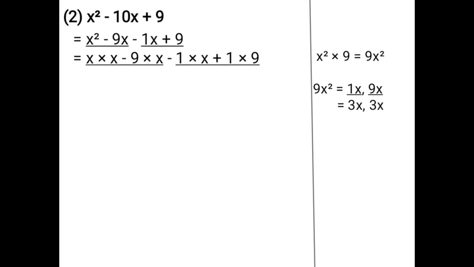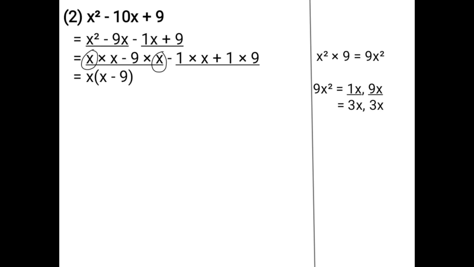You have to circle the common factor in the first group. x is the common factor, so x you have to write outside the bracket, and what is uncommon you have to write in the bracket. x minus 9 you have to write in the bracket.